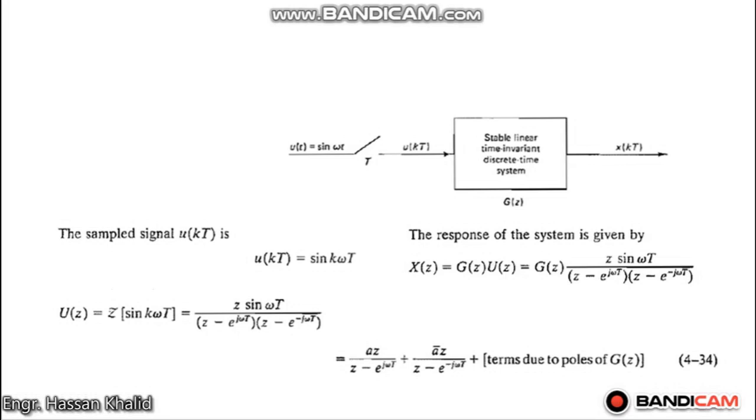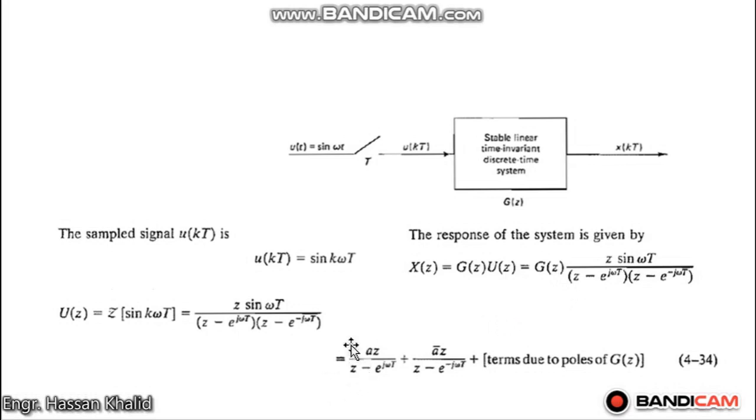So let's find out the output signal of this discrete time system, in other words, the response of the system in terms of magnitude as well as phase. In this equation, you can easily observe that your system G(z) is multiplied with the z-transformed input signal, and you can simplify it by resolving this term into its partial fractions, A over (z minus something) plus B over (z minus something), and so on.